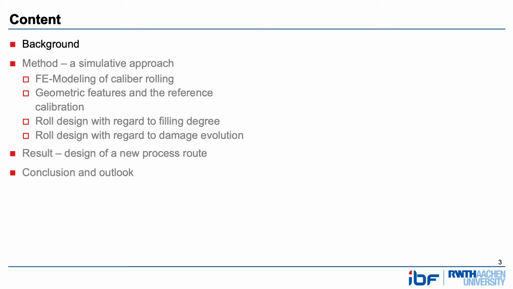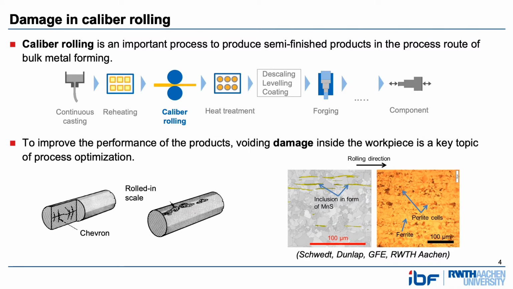So the first part, background. Caliber rolling is an important process to produce semi-finished products in the process chain of bulk metal forming. The billet rolled from continuous casting is rolled by caliber rolling and is followed by other forming processes like warm or cold forging. Then with some machining processes, the components can be produced. As a key process of the process chain, the internal damage in the material from previous processes can be reduced or increased by different loading conditions in caliber rolling. Also, new damage could be induced in this way.